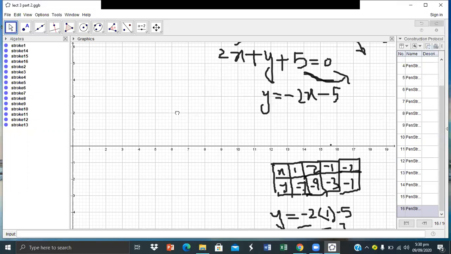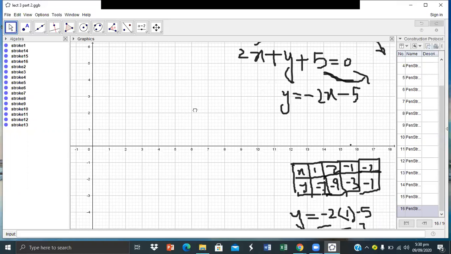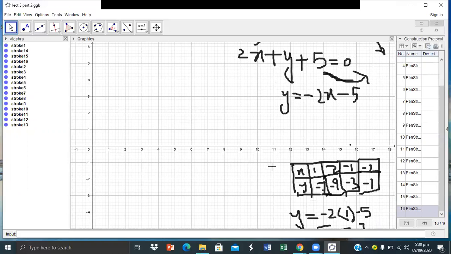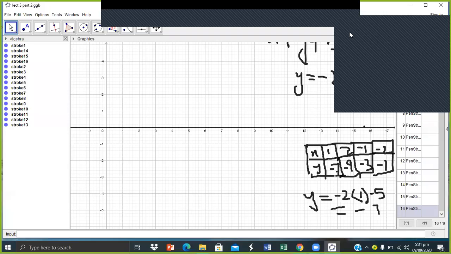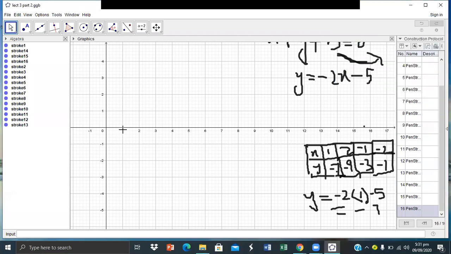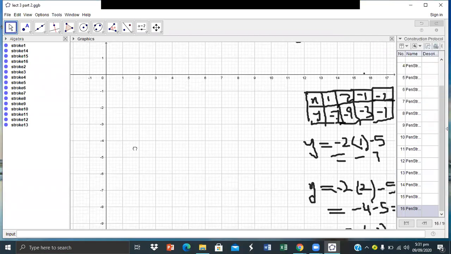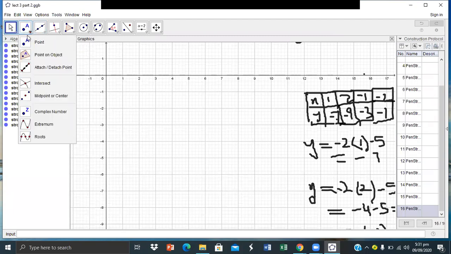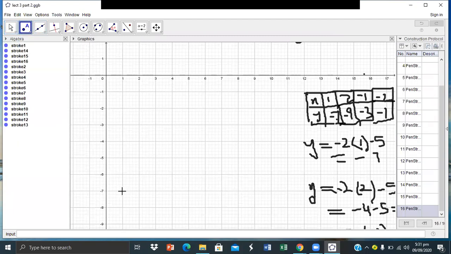So now, beta, we place all the ordered pairs on a graph. Let's suppose I have to place x equals 1 and y equals minus 7. So I choose x equals 1 and y equals minus 7. So here is a point. Now mark the point x equals 2 and y equals minus 9. Now mark the second point.